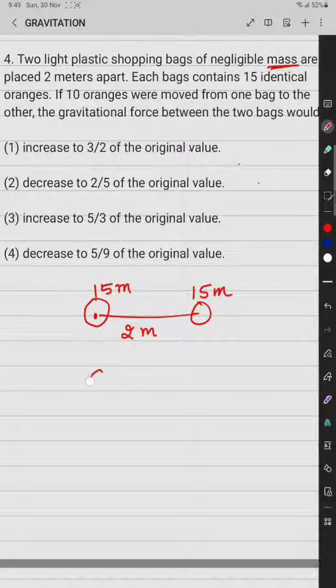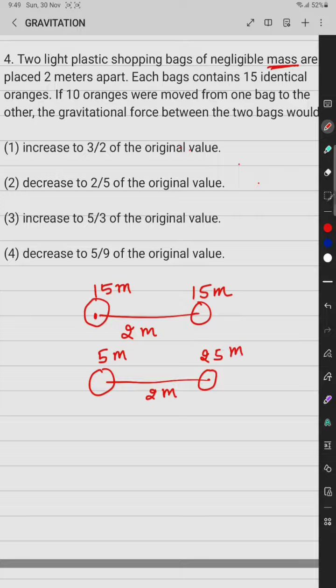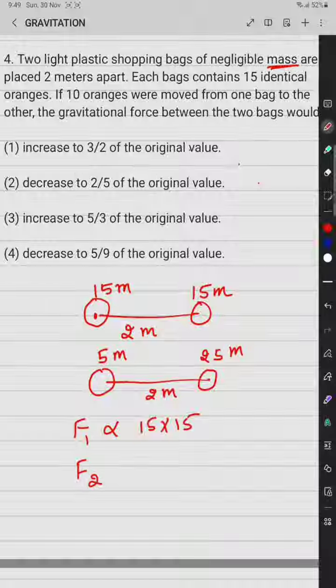Now 10 oranges are moved from one bag to the other without changing any distance. If 10 move, the remaining oranges in one bag are 5m, but in the other it is 25m. In the first situation, the force is proportional to the product of the masses, since all distances are the same, that is 15 into 15. In the second situation, F2 is proportional to 5 into 25.